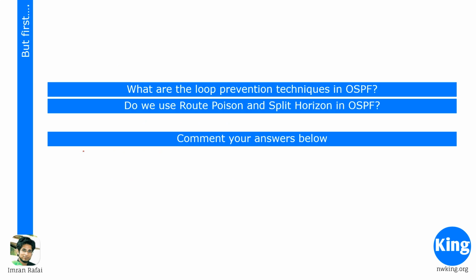Before we go ahead, I want you to take a moment, right? We did about 4 or 5 videos of OSPF. I want you to think, when we did RIP many moons ago, we learned that there were loops. There was a possibility of loop creation, and we looked at a few loop prevention techniques. What are those techniques in OSPF? How do you prevent loops in OSPF? Do we use route poison? And what about split horizon? Do we use split horizon in OSPF?